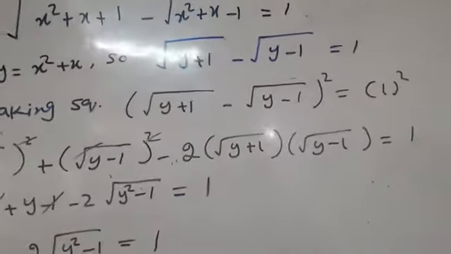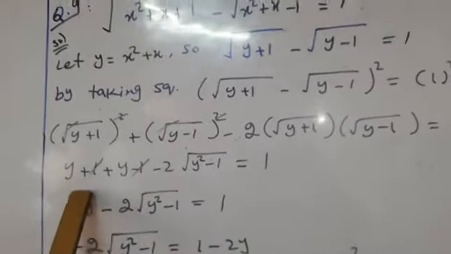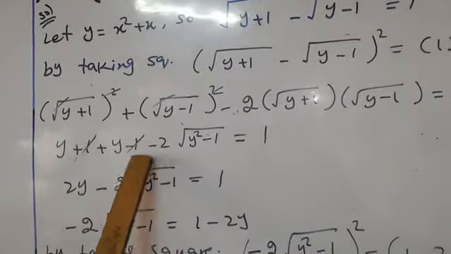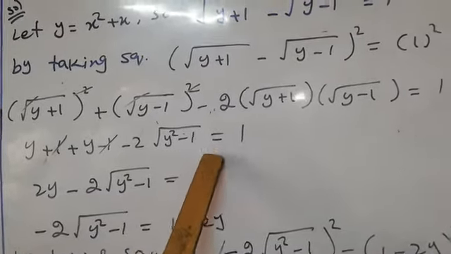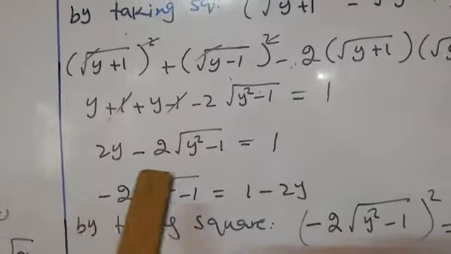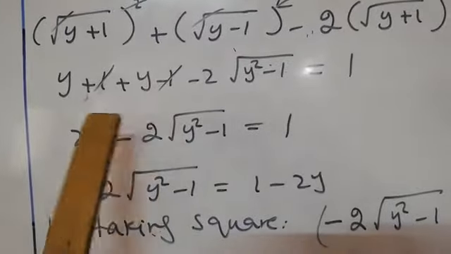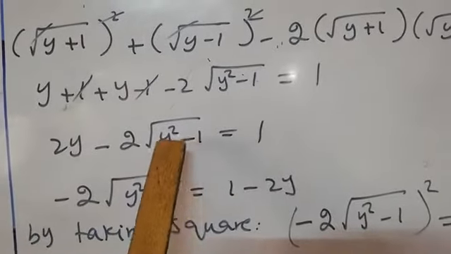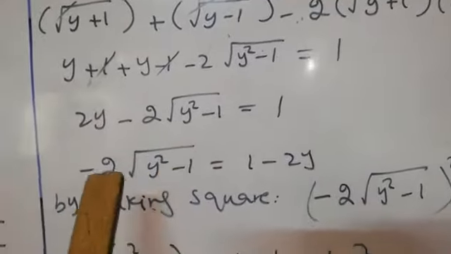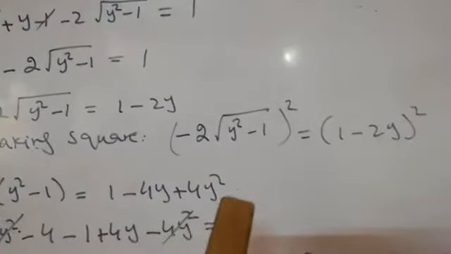So by taking the square on both sides, we will get y plus 1 plus y minus 1 minus 2 times the square root of (y square minus 1) is equal to 1. This is (a plus b) into (a minus b). 1 plus 1 will be cancelled. Minus 1 plus 1 will be cancelled. y plus y is equal to 2y, minus 2 times the square root of (y square minus 1) is equal to 1. We will write the constant values to the right hand side, and after that we will take the square on both sides.